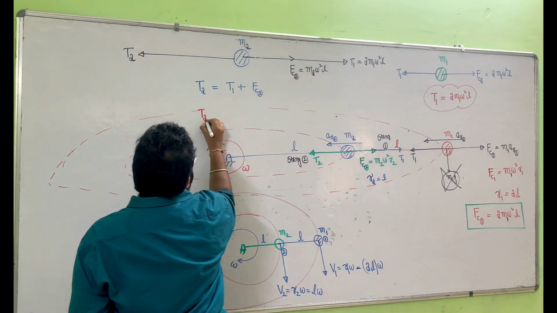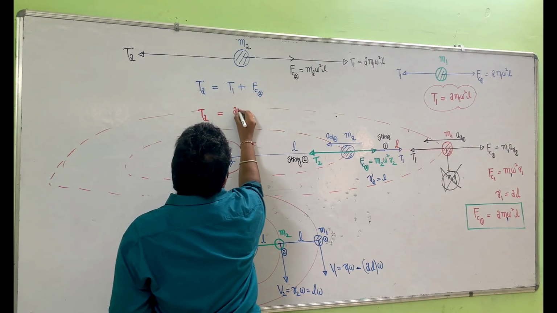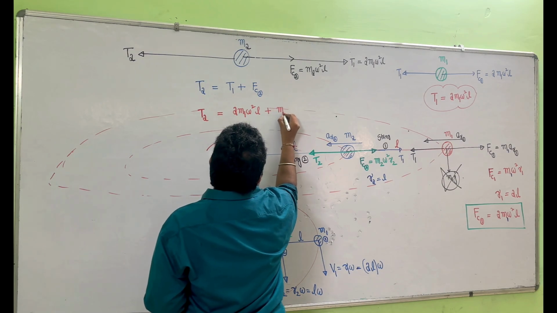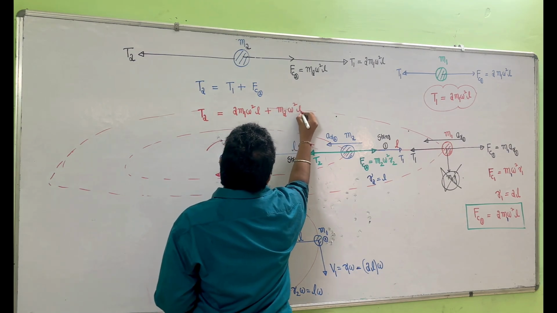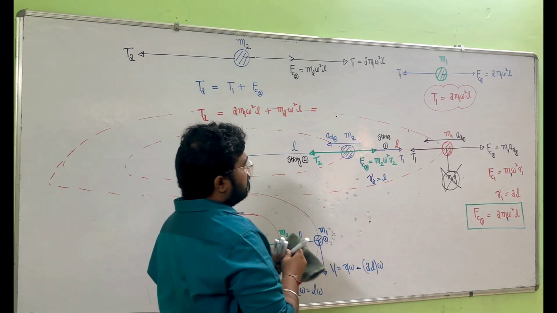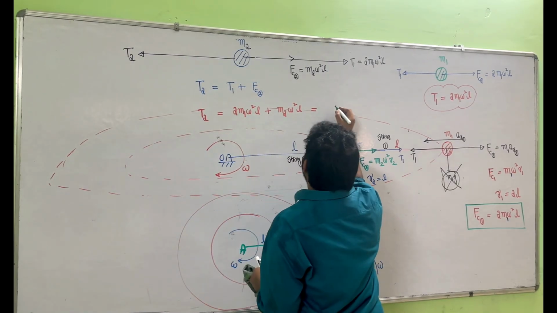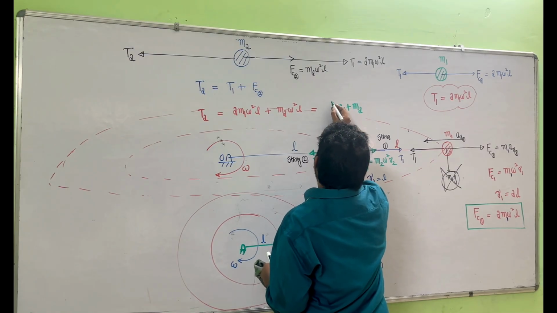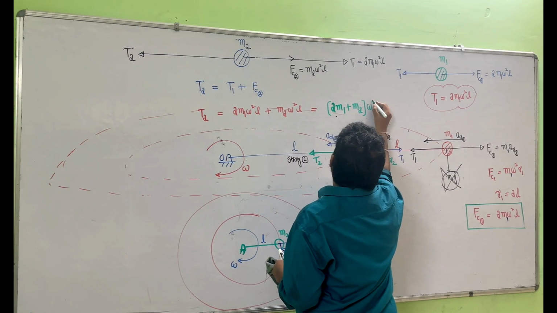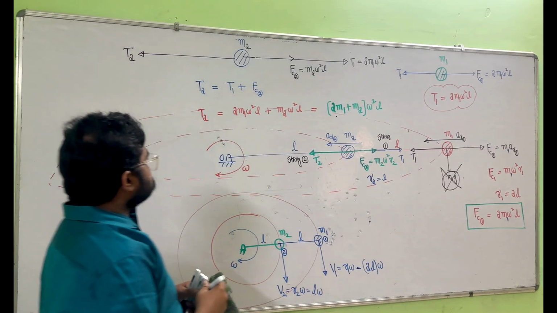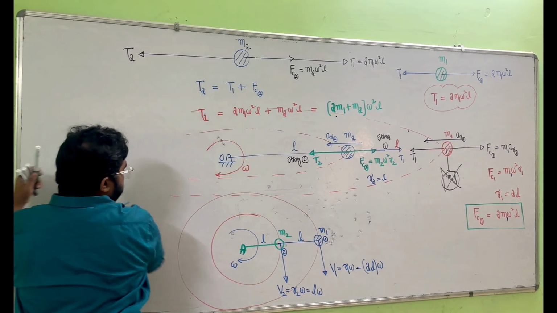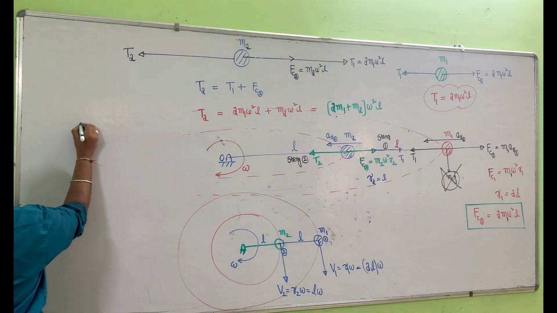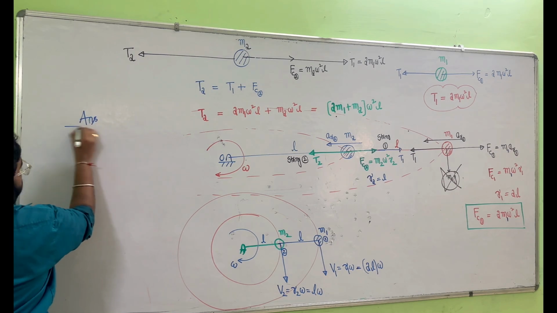T2 equal to how much? 2 m1 omega square L plus m2 omega square L. That equals, we can write confidently, (2m1 plus m2) into omega square L. So finally, we can write what T1 and T2 obtained here.